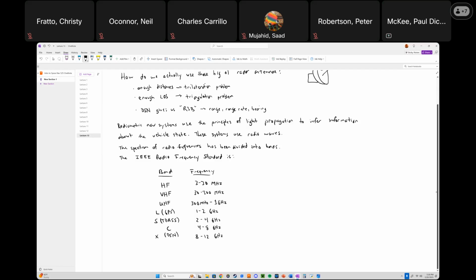Then we have Ku-band. So Ku-band is 12 to 18 gigahertz. And K-band is 18 to 27 gigahertz. We have Ka band, which is also DSN. So DSN has kind of claimed both of these bands. 27 to 40 gigahertz.